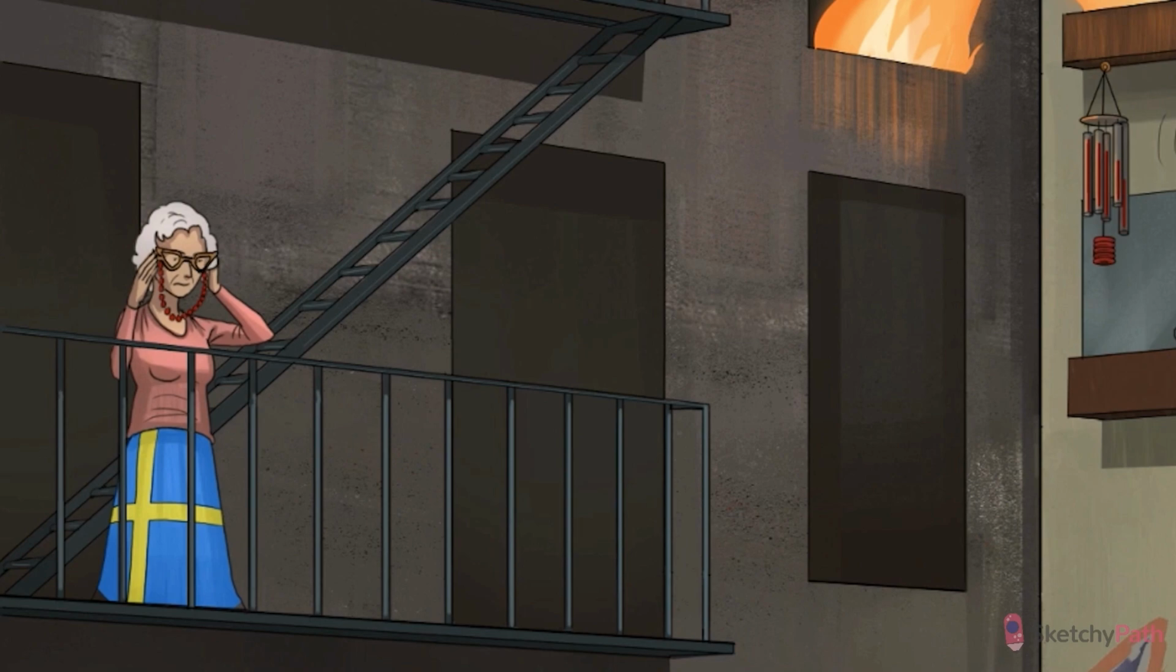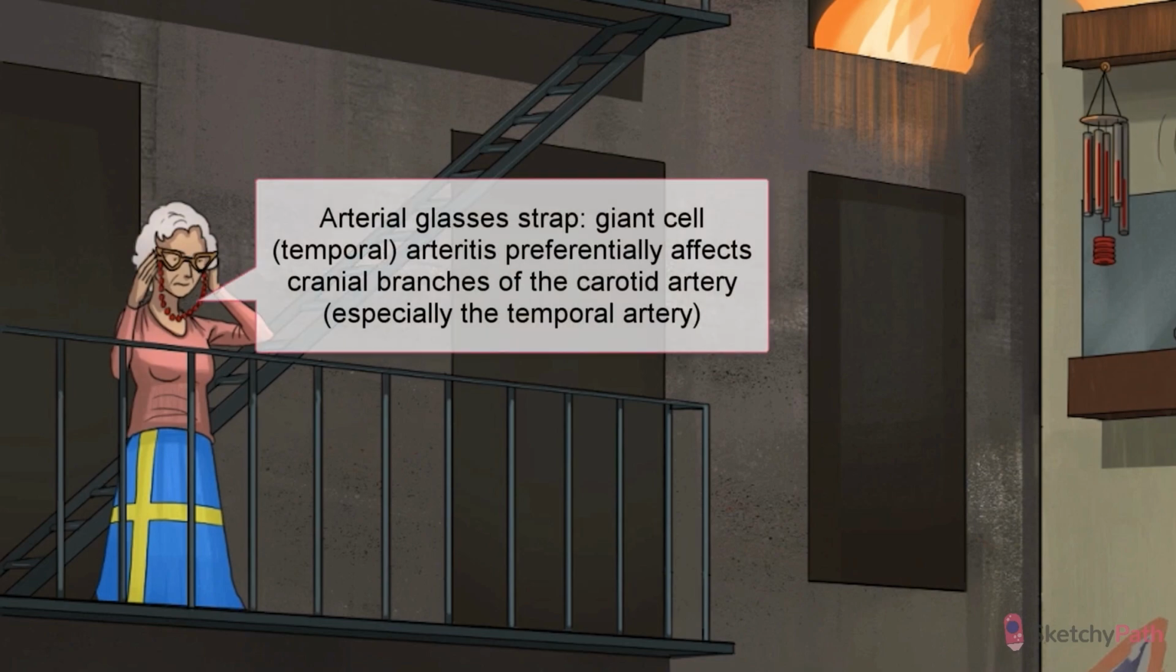All right, let's start our discussion of large vessel vasculitis. There are 2 forms of large vessel vasculitis: giant cell arteritis and Takayasu arteritis. We'll begin with the giant cell, the most common form of vasculitis in adults. Giant cell arteritis affects large and medium-sized blood vessels, with a weird and oddly specific predilection for the cranial branches of the carotid artery. By that I mean all those arteries supplying the head, especially the temporal artery, which is why giant cell arteritis is often called temporal arteritis.